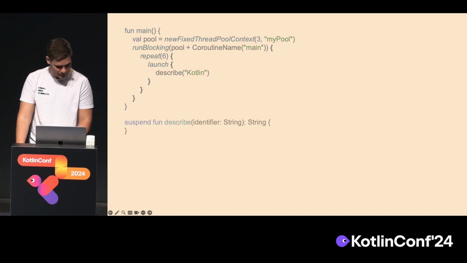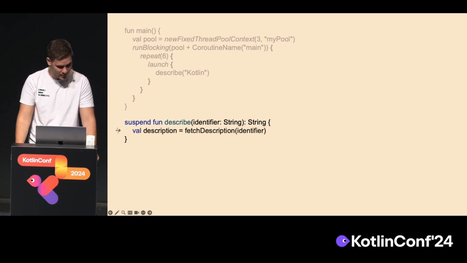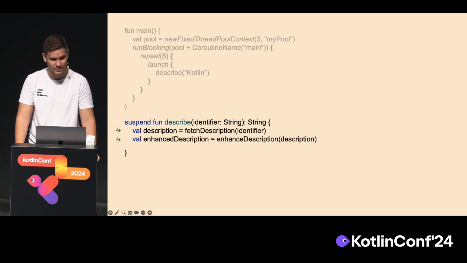Let's take a closer look at the describe function. It takes the identifier string as the parameter. It firstly fetches the description by this identifier. Then it enhances it. And then it returns it.